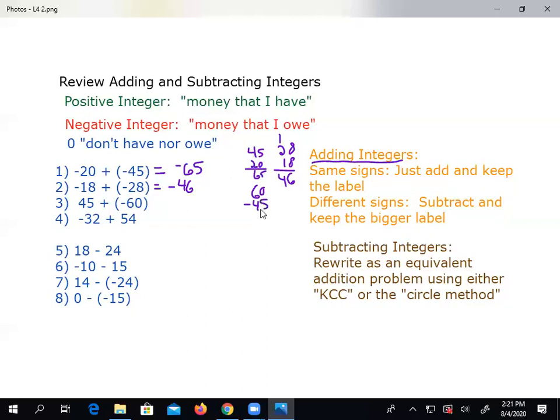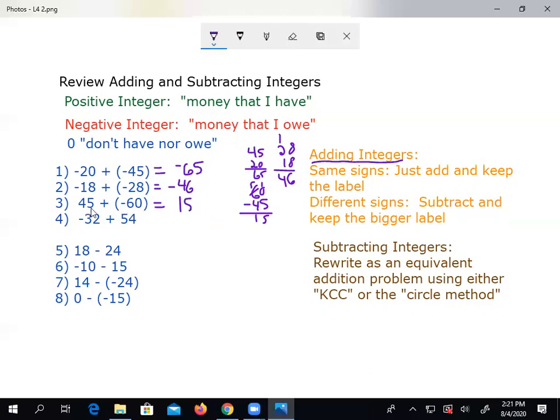So when I subtract that, I'm ignoring the labels. I'm just looking at them as numbers. So I have to borrow there, make that a 5, and this becomes then a 10. So 10 minus 5 is just 5, and then 5 minus 4 would be 1. That'd be 15. So I did my subtraction, and I got 15, but I got to keep the bigger label.